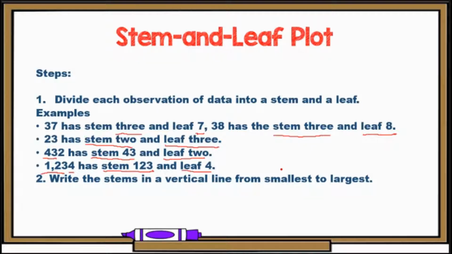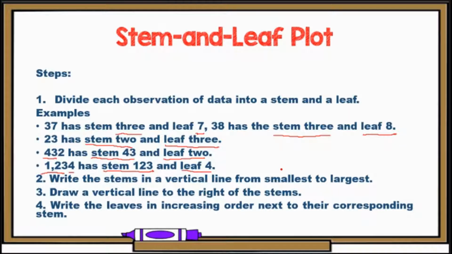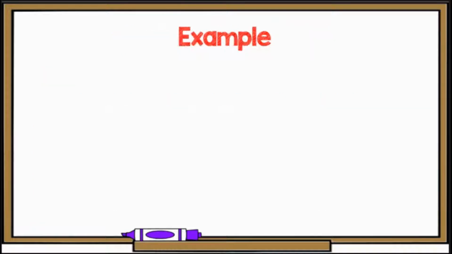Now, let's go to step number 2. Write the stems in a vertical line from smallest to largest. Step 3. Draw a vertical line to the right of the stems. This is to separate the stems from the leaves. Now for number 4, write the leaves in increasing order next to their corresponding stem. Let's have an example.